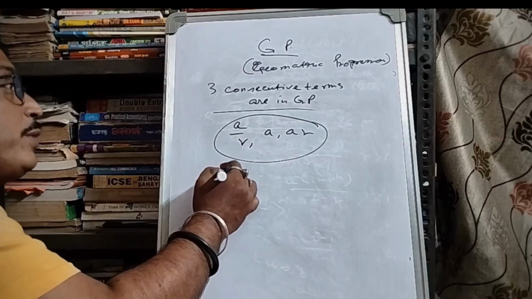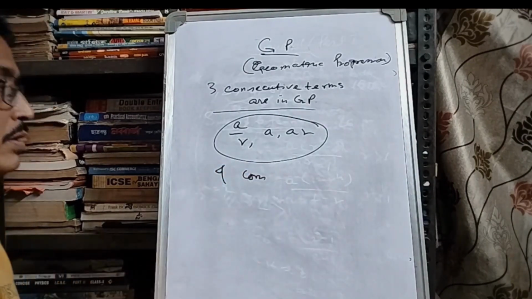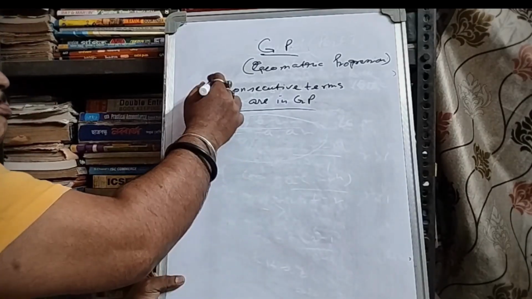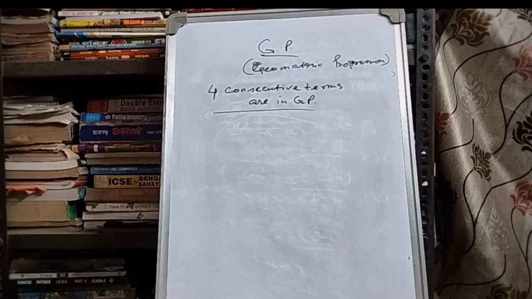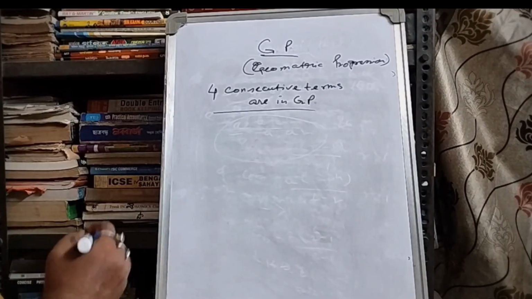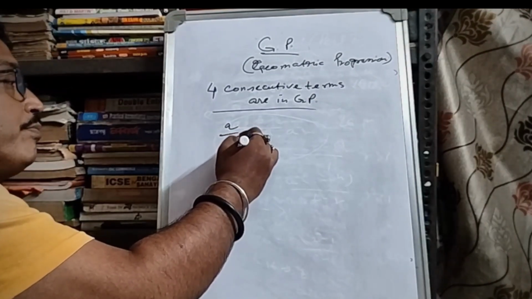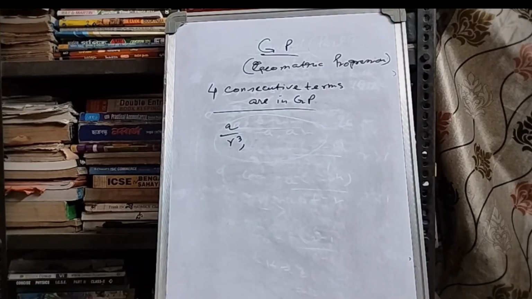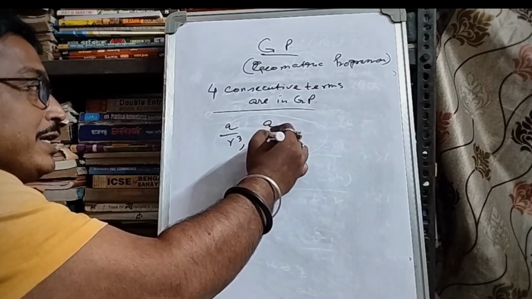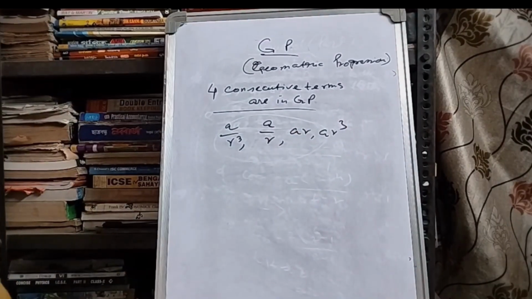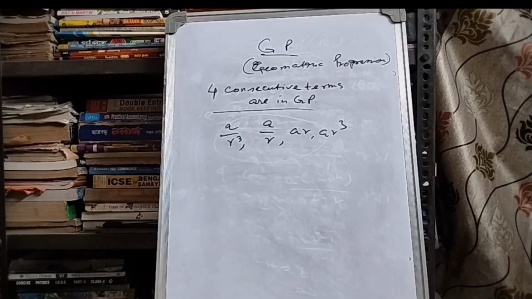When 4 consecutive terms are in GP, then a by r cube, a by r, ar, and ar cube. These 4 terms will be taken as 4 consecutive terms in GP.